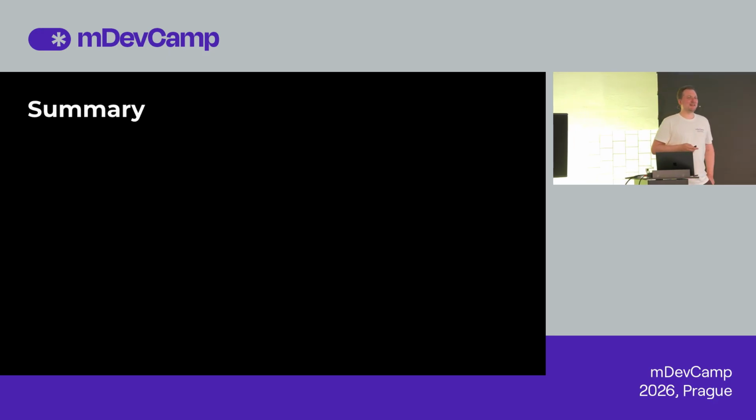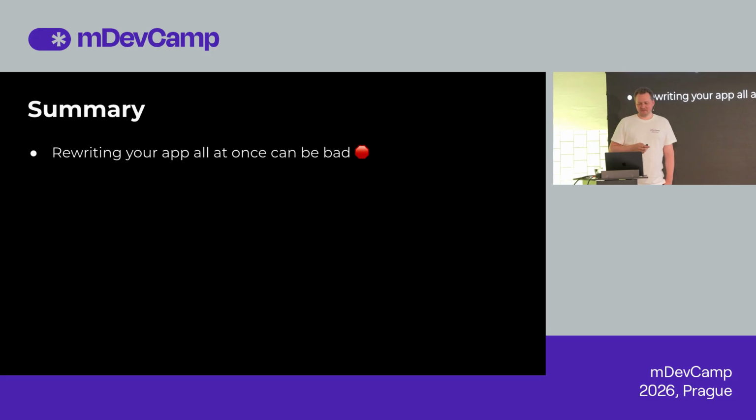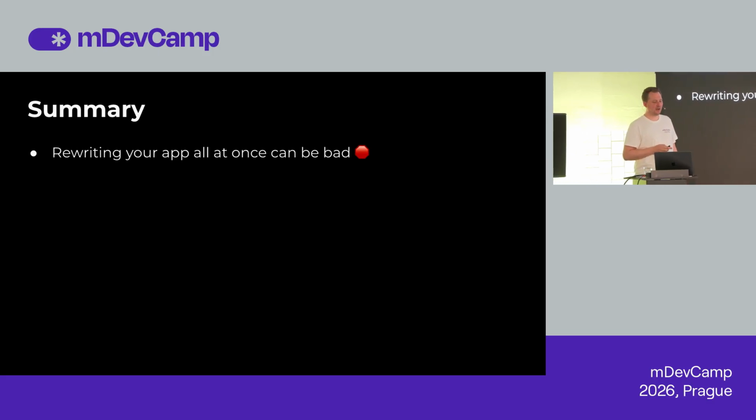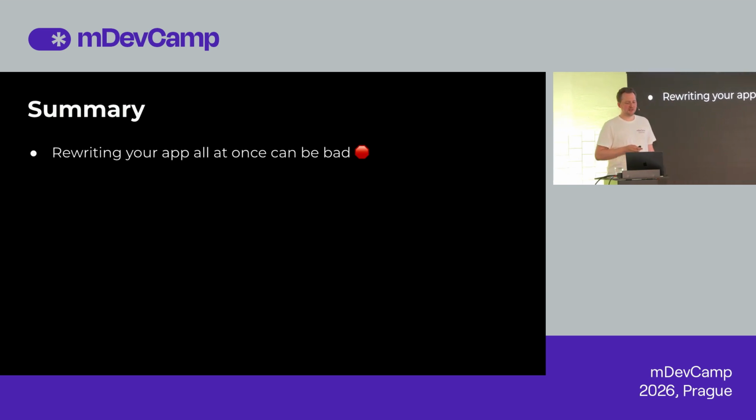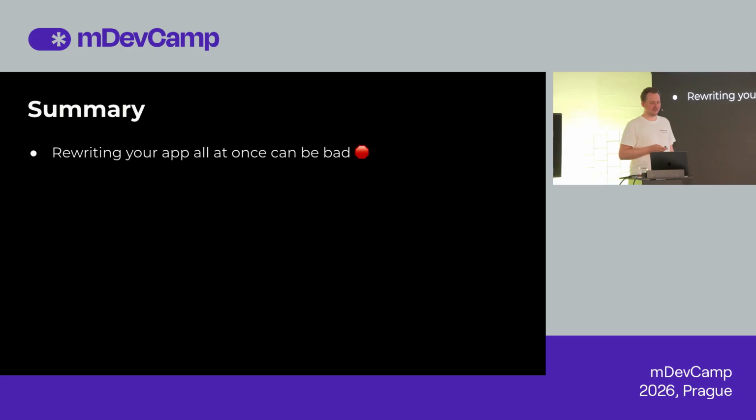Okay, so let's summarize my talk. Be aware that rewriting your app from scratch all at once can be really risky. Speaking from experience multiple times, it can lead to disasters. Even if in the beginning it looks like it's all great and everyone wants to do it. Especially with AI today, your CEO says, I can vibe code this in a day.